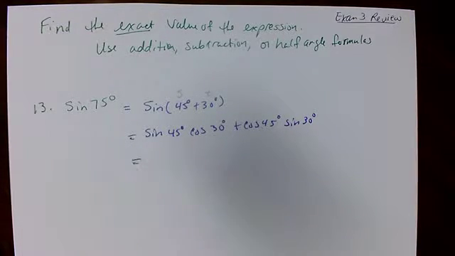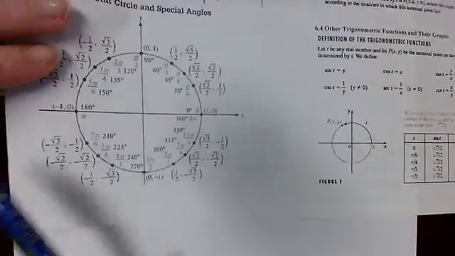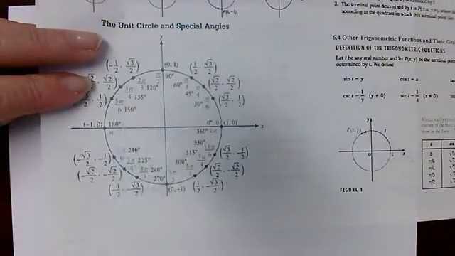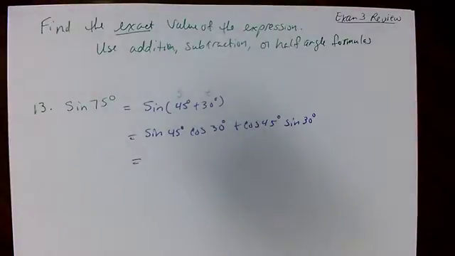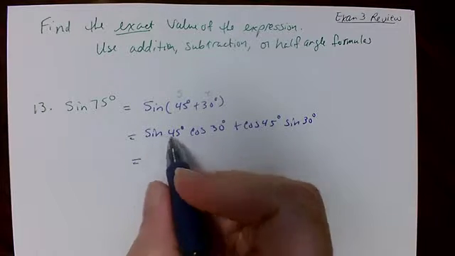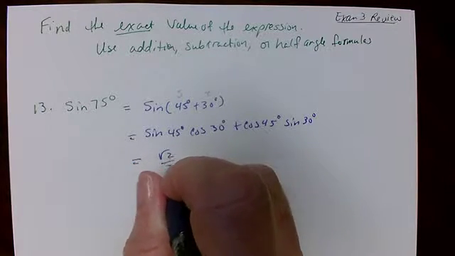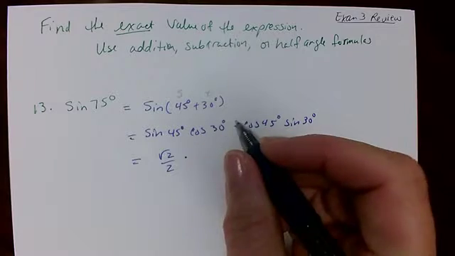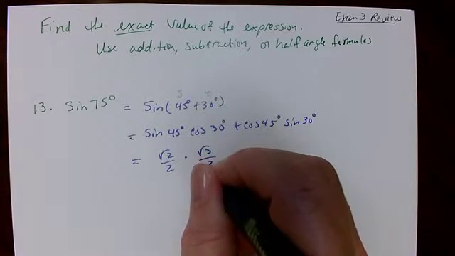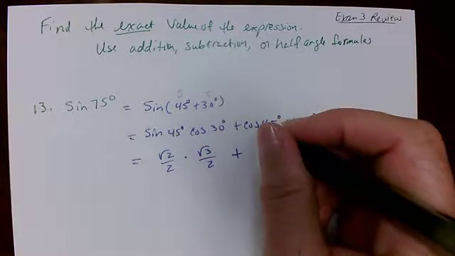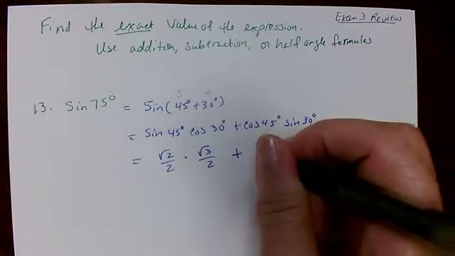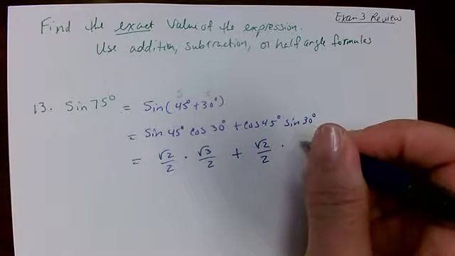From our unit circle and our terminal points, we know the sines and cosines of 45 and 30. So we're going to plug those in. The sine of 45 will be the square root of 2 over 2 times the cosine of 30, which is the square root of 3 over 2, plus the cosine of 45, which is the square root of 2 over 2, times the sine of 30, which is 1/2.